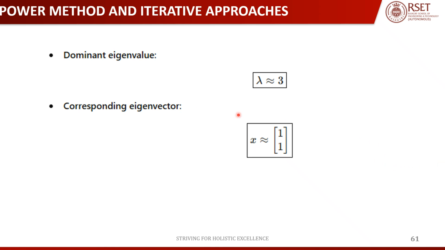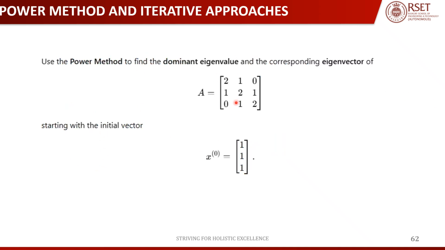Now coming to a 3 by 3 problem. Similarly, the question is to use the power method to find the dominant eigenvalue. We need to find the eigenvalue and also the corresponding eigenvector. We are given A and also the initial vector x0. First we'll find x1. We'll find y1 and then normalize it to get the new eigenvector. So since it's x0, we'll find y1 first.